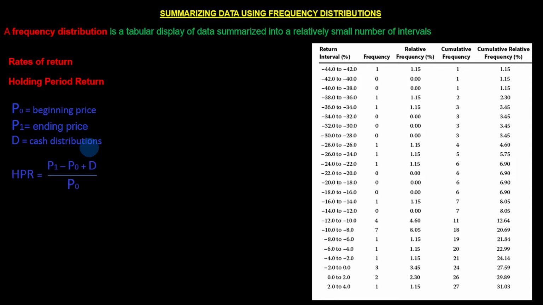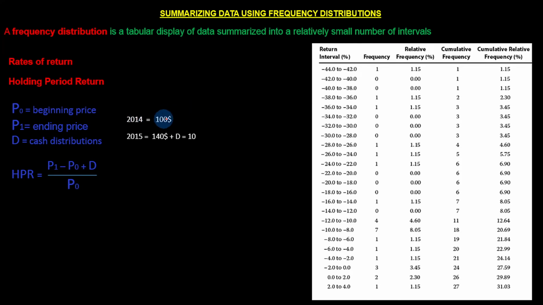This is the formula. And as you can see in the formula, in the numerator, it's very clear that all we're saying is, okay, how much did you gain? P1, the ending price, minus the beginning price, plus any cash distributions if you got any, over whatever we started with. So any gain or loss over the initial price. Now let's do one quick example so we know what we're doing here.